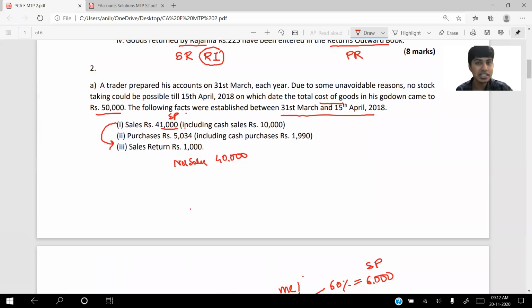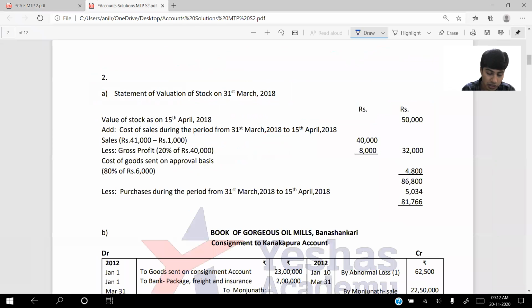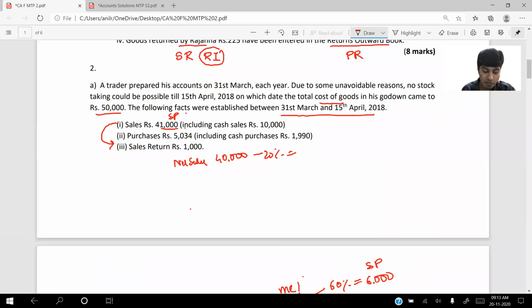41,000 is the sales. 1,000 is the sales return. So net sales 40,000. I would have to do 40,000 minus 20%. 8,000 if I subtract, 32,000 is to be added with regard to sales. Have a look. 41,000 minus 1,000, 40,000 minus 8,000 gross profit, 32,000 is to be added back. Then what exactly is the purchases? 5,034 is to be subtracted. Have a look.